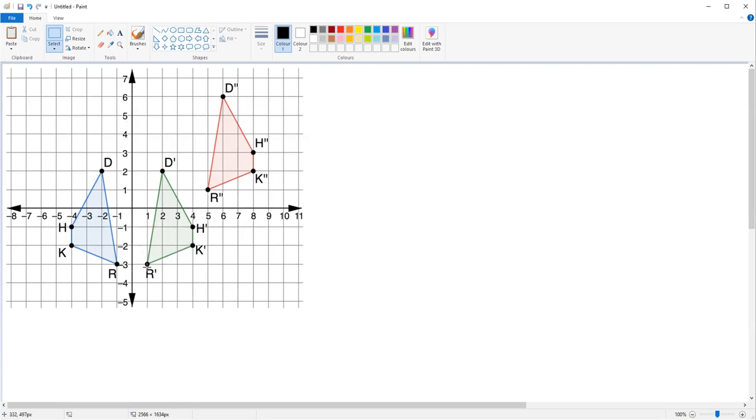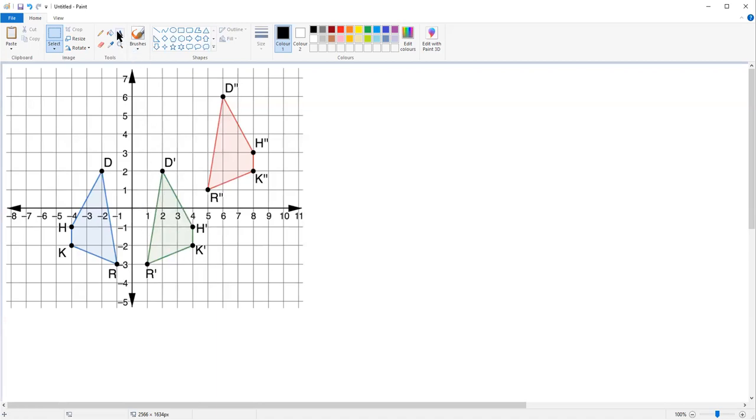That works out pretty well, because it's equidistant from the line of reflection, the y-axis, because D's absolute value is 2 from the y-axis. H's absolute value looks to be 4. So does K, and R's absolute value looks to be 1. That's a pretty good indicator that it was a reflection, right? The orientation just kind of flipped.